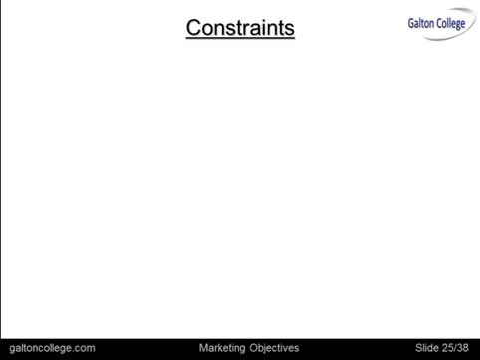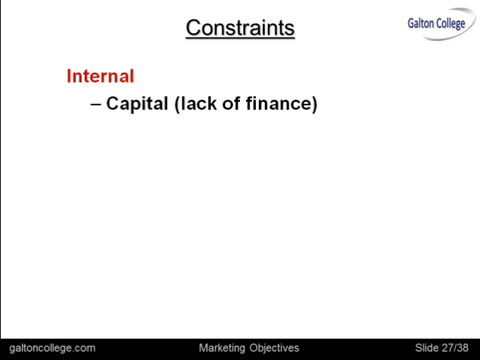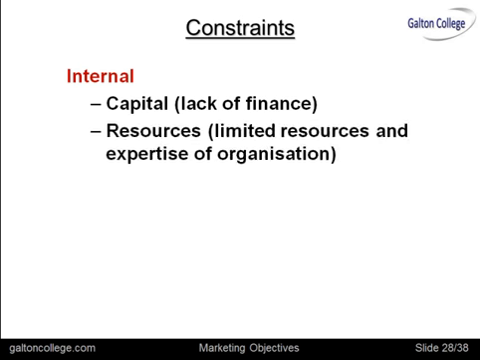Now, what are the constraints on all of this? Well, first of all, there are internal constraints. There might be a lack of finance. You might have really good objectives but just can't afford to do them. So there needs to be a budget, and there needs to be careful consideration how the budget is used. And the priority or importance that this is given by senior management will be reflected partially in the budget.